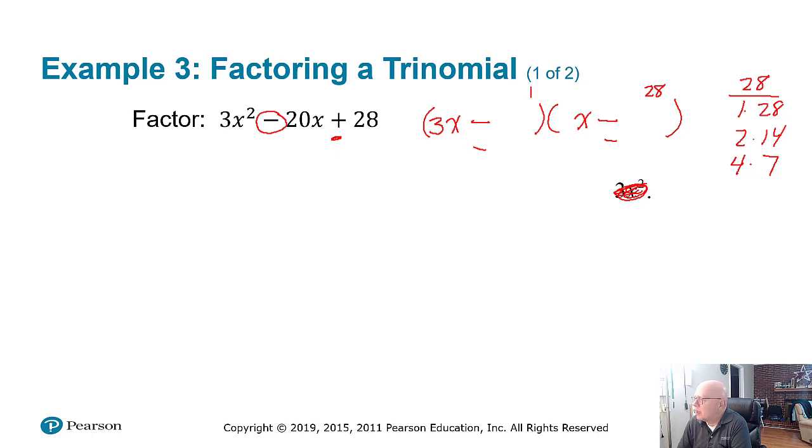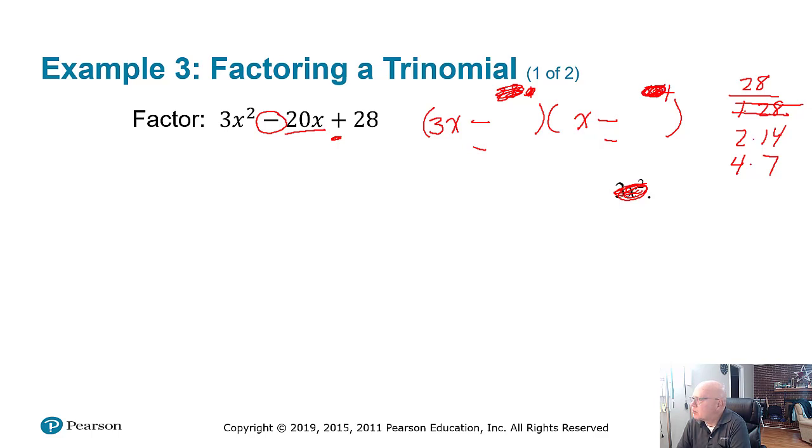Now, you try putting a 1 here and a 28 there and see if you get that 20x. Well, as a matter of fact, it doesn't work. So erase those. Try it the opposite way. Put 28 here and 1 there. See if that works. Gives you 28x and 3x, 31x. That doesn't give you the 20. So we can scratch this off entirely.